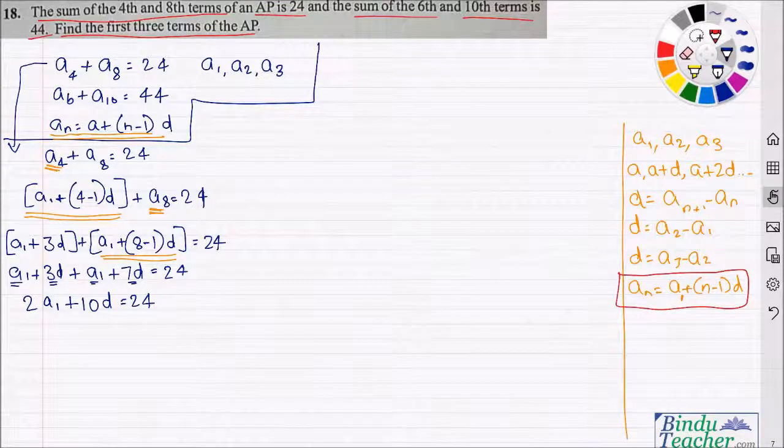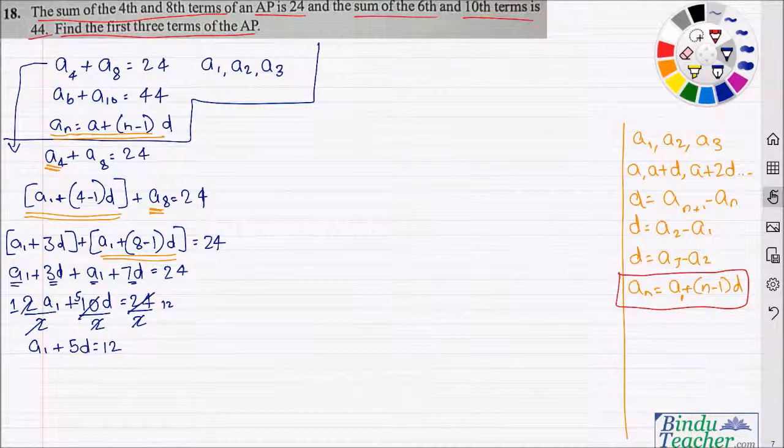Now we can further simplify it. If you see, 2 is a common factor, so I will divide all the numbers by 2 on both sides of the equation. So we get 2 divided by 2 equal to 1, 10 divided by 2 equal to 5, and 24 divided by 2 equal to 12. So that gives us a1 plus 5d equals 12. Right? So let's keep this as one equation.